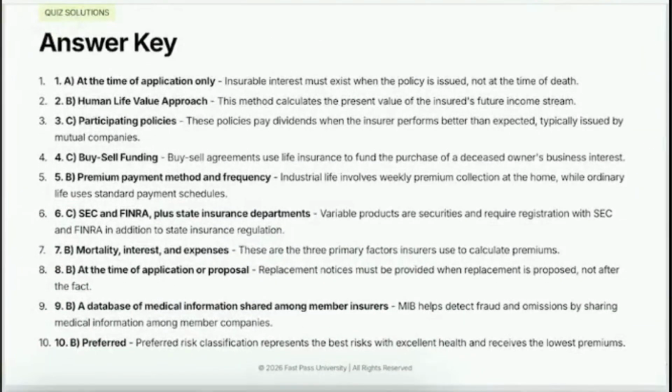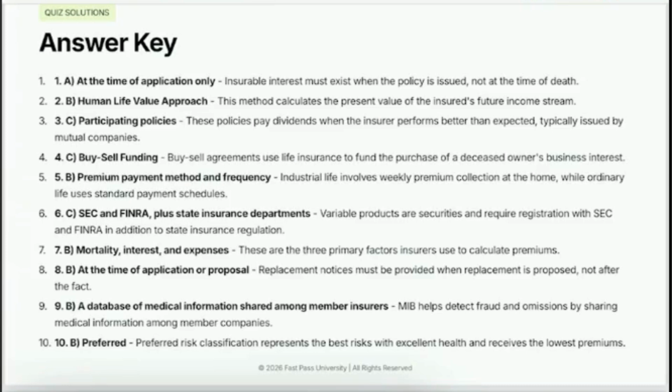Answer key. Question number 1 was at the time of application only. Insurable interest must exist when the policy is issued, not at the time of death when we are talking about life insurance. Question number 2, human life value approach. This method calculates the present value of the insured's future income stream.